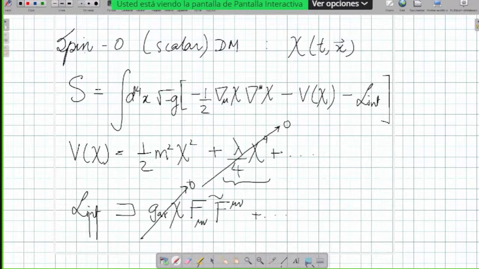When I wrote down this action, something else is missing from here. So this is how the field behaves. What else do we need for dark matter?